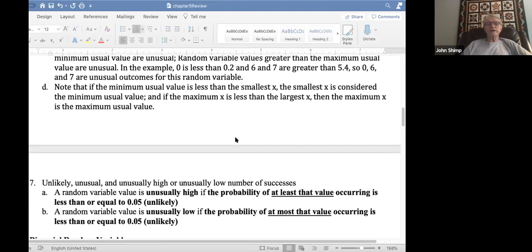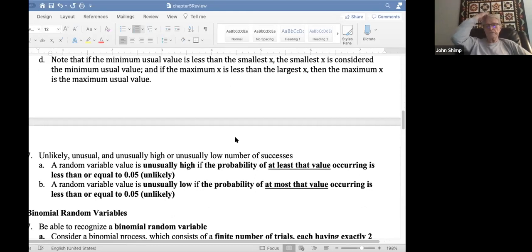Now, we just looked and found we had a definition for using the range rule of thumb. We had a definition for usual and unusual values. Now, when you see the words unlikely, unusual, unusually high, or unusually low, they kind of mean the same thing. A random variable value is unusually high if the probability of at least that value occurring is less than or equal to 0.05, which is an arbitrary number, but it's basically a small probability. And we could make it even smaller. We could use 0.01 or 0.0025 or something like that, but a small probability.